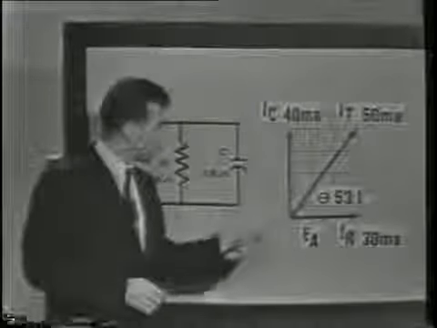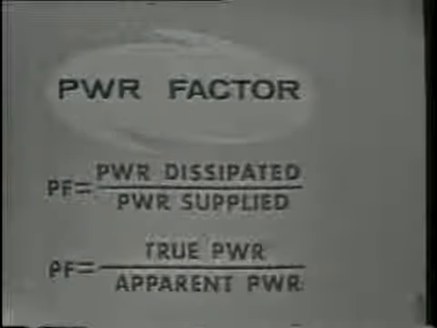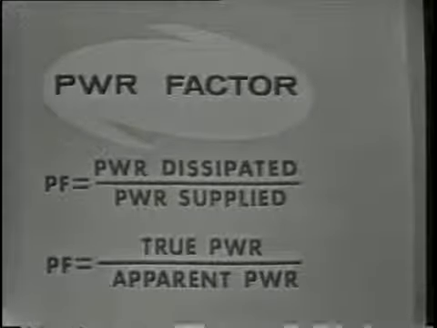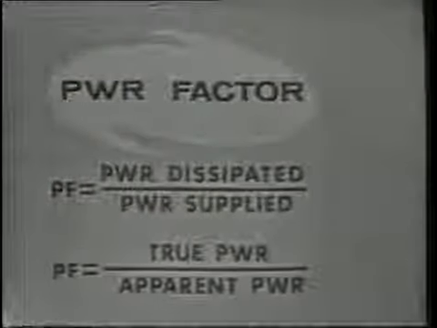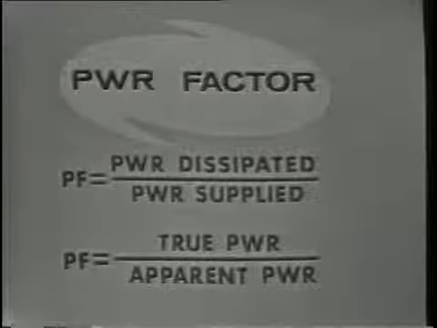And the phase angle also gives us an indication of the power factor. Power factor, you recall, is the ratio of energy actually dissipated to the total power supplied to the circuit. In other words, the power factor simply indicates what percentage of the power supplied to the circuit is dissipated as heat.